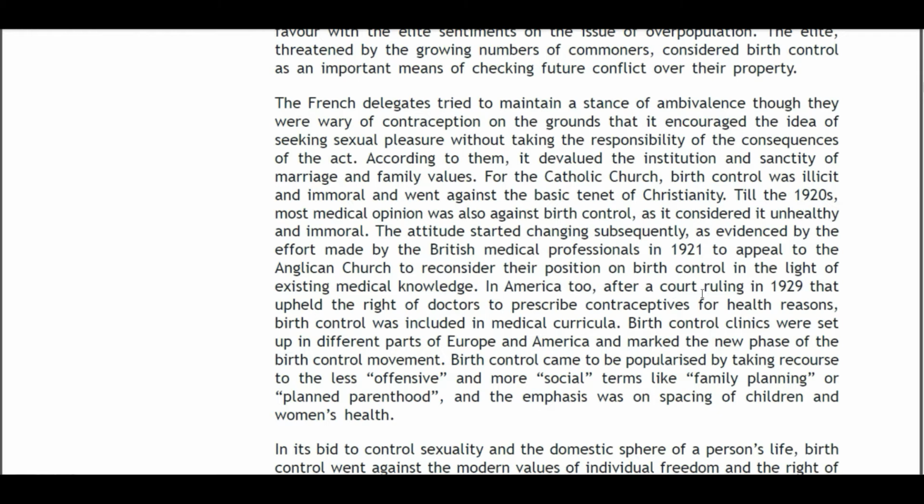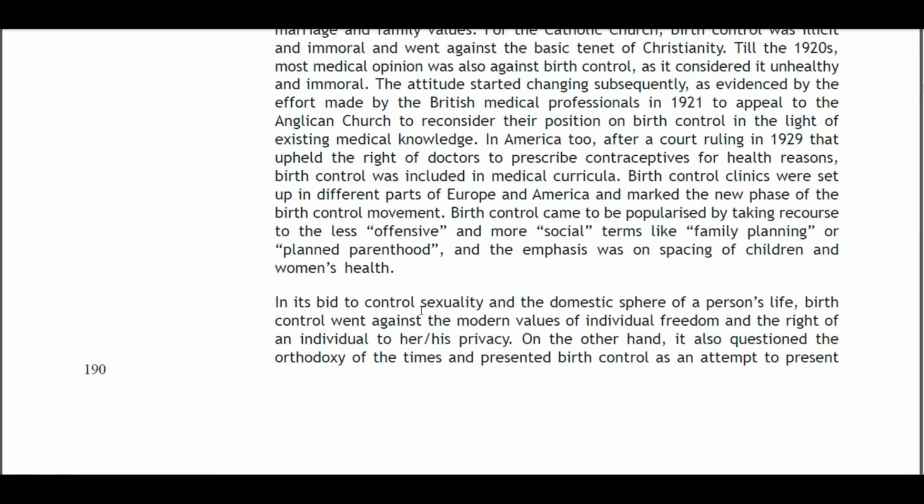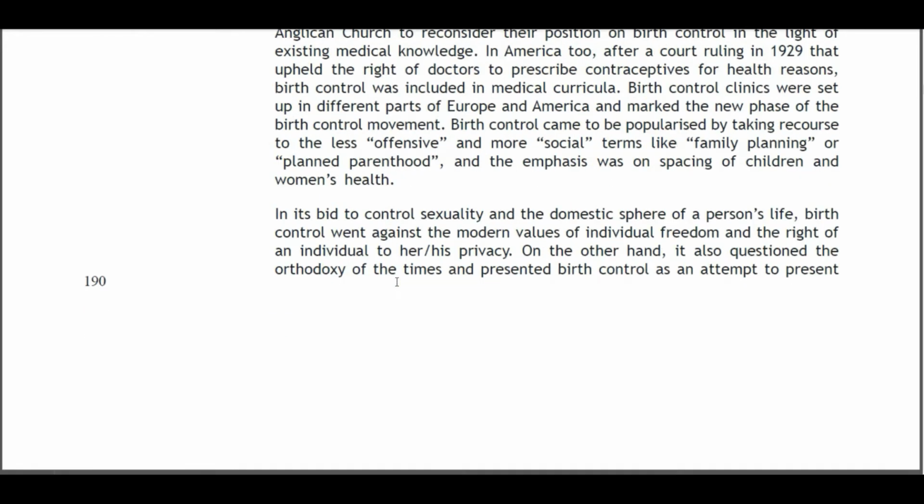In America too, after a court ruling in 1929 that upheld the right of doctors to prescribe contraceptives for health reasons, birth control was introduced in medical curricula. Birth control clinics were set up in different parts of Europe and America and marked the new phase of the birth control movement. Birth control came to be popularized by taking recourse to the less offensive and more social terms like family planning or Planned Parenthood, and the emphasis was on spacing of children and women's health.